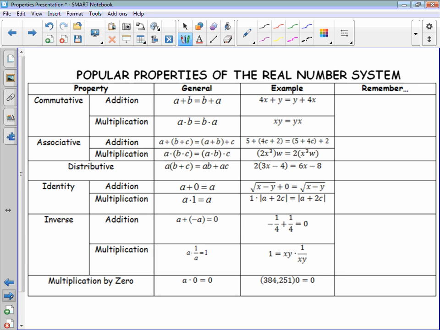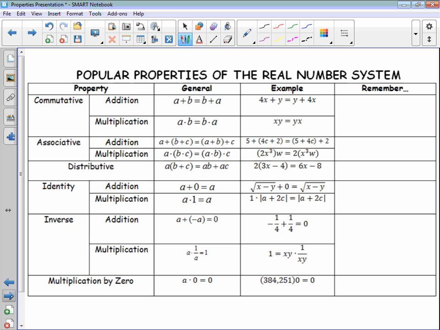Popular properties. Talking about properties of the number system. Remember that the agenda is always posted over here. Now, I messed up. I didn't get it up on the objective board. But today, we're going to learn how to identify properties of the number system.